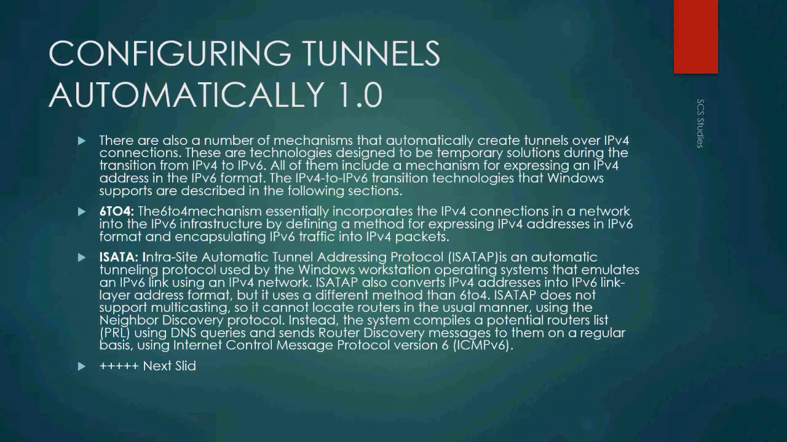So Windows supports 6to4. The 6to4 mechanism essentially incorporates the IPv4 connections in a network into the IPv6 infrastructure by defining a method of expressing an IPv4 address in IPv6 format and encapsulating IPv6 traffic into IPv4 packets.